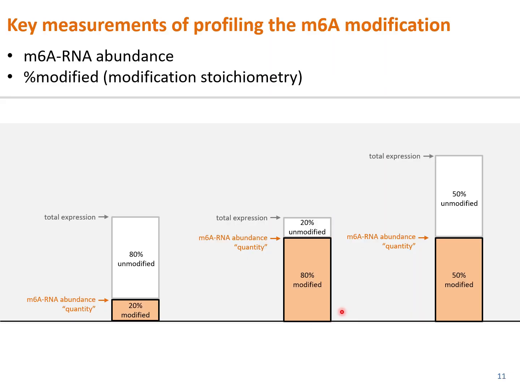Now we have come to appreciate the exciting epitranscriptomics in biology and disease. For each transcript is a pool of unmodified and modified RNA molecules. For each transcript, there are two key measurements of M6A modification: the M6A modified RNA abundance and the percentage of modified RNA molecules in that transcript. The abundance and the percentage of modification numbers are both important in epitranscriptomic profiling.